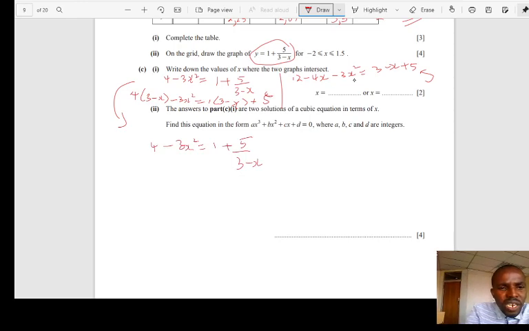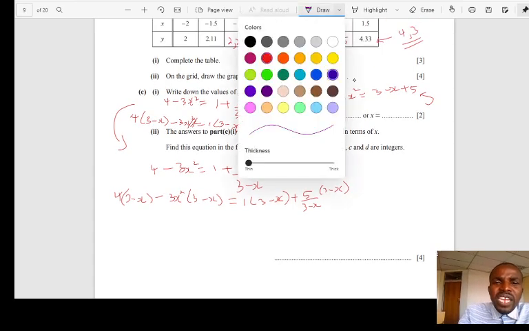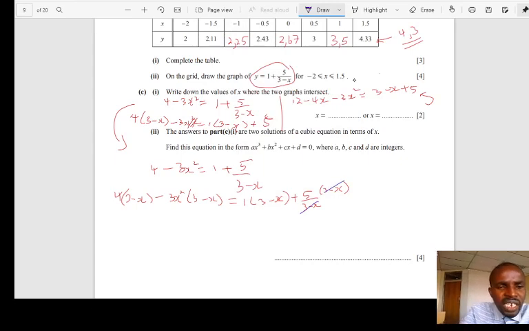Then multiply everything by 3 minus x. It will be 4, 3 minus x minus 3x squared, 3 minus x, multiply everything, is equal to 1, 3 minus x plus 5 over 3 minus x times 3 minus x. Then this 3 minus x will cancel out. Let me remove the brackets here. It will be 12 minus 4x minus 9x squared plus 3x cubed is equal to 3 minus x plus 5. Then I just have to express it in this form.